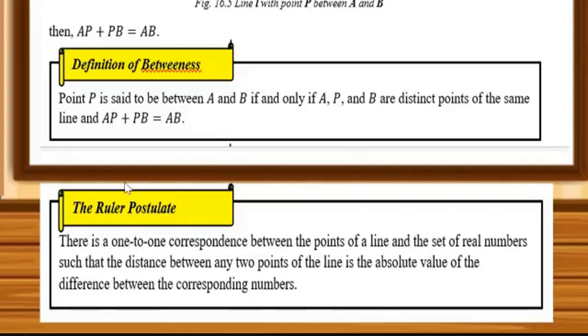The ruler postulate: there is a one-to-one correspondence between the points of the line and the set of real numbers such that the distance between 2 points of the line is the absolute value of the difference between the corresponding numbers on the line.